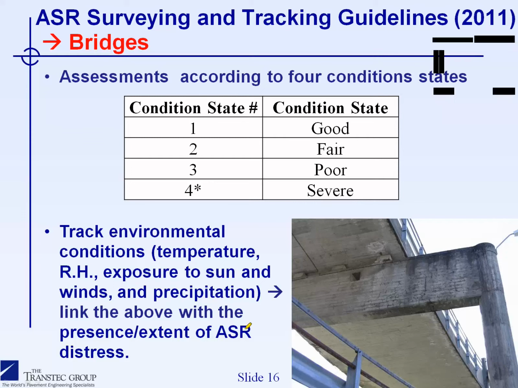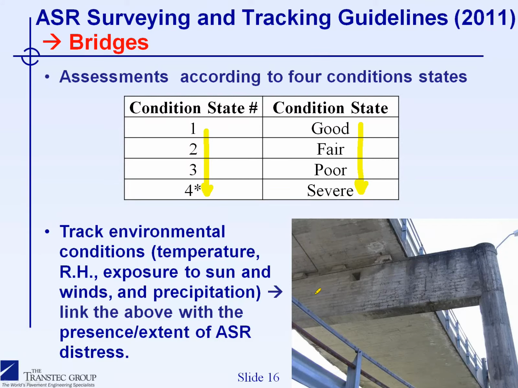So we suggest, as part of the process in the AAR document, for inspectors to evaluate the condition state of the different bridge elements according to this first table, condition state 1 to 4 being from good to severe. And then also to track the environmental conditions to which each element of the bridge is subjected.